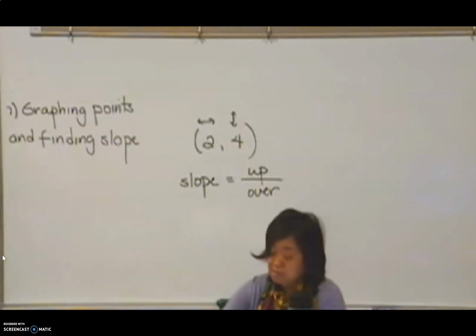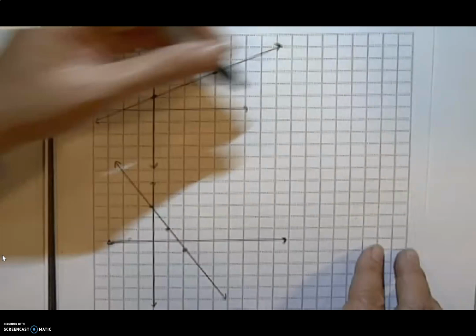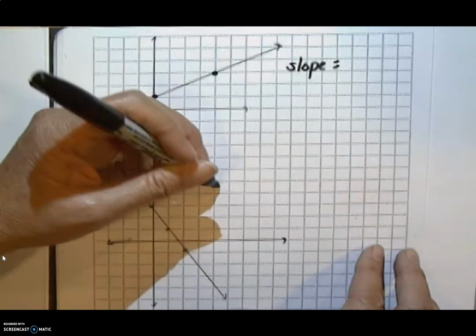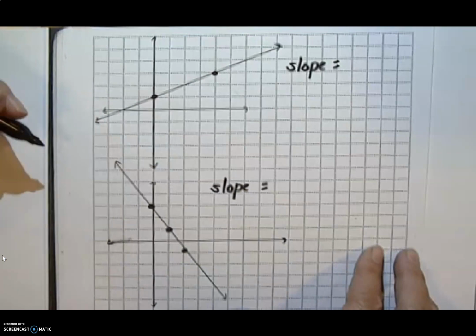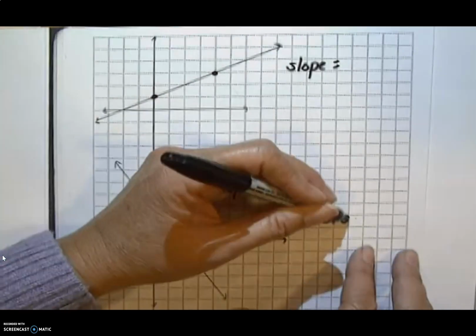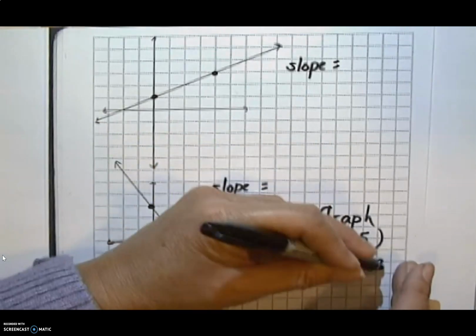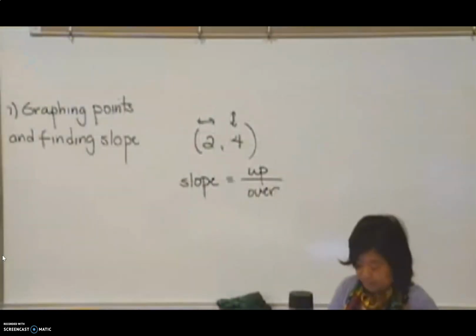And so that's a quick recap on plotting points and finding slope. So here's a couple for you to try. See if you can find the slope of this line. Notice that I have 2 points highlighted here. See if you can find the slope of this line. Notice I have several for you to pick from. Okay. And also, just to practice your graphing, see if you can also graph points 2, 5, and -1, -2 on either of these grids.